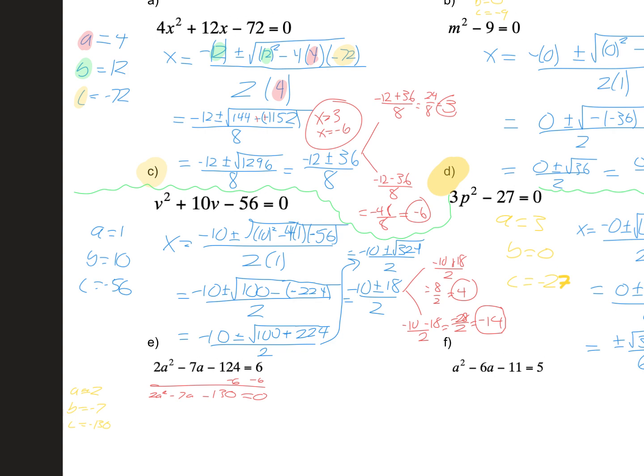So if we start plugging this in, I have negative b, so negative 7, plus or minus the square root of b squared, so negative 7 squared, minus 4 times my a value times my c value, all divided by 2 times a. Oops, I don't know why I wrote a, it should just be 2. Okay, so let's start simplifying.